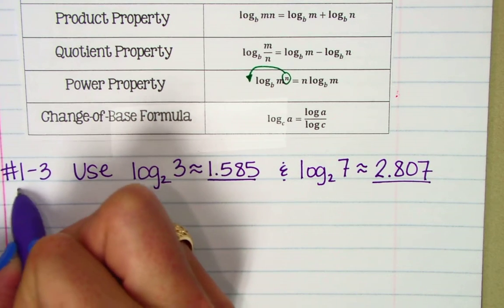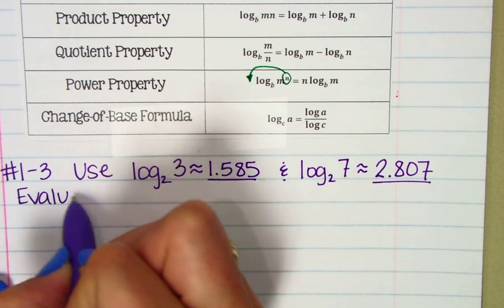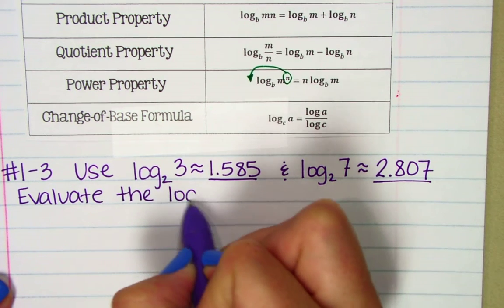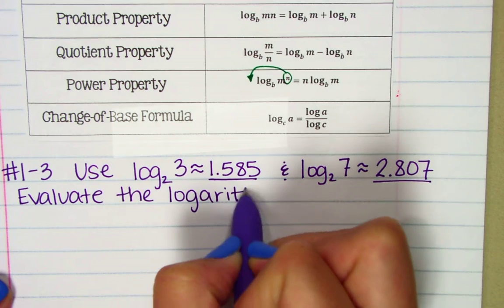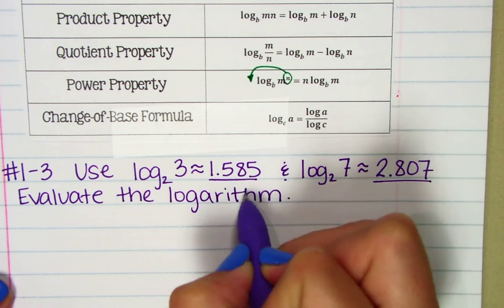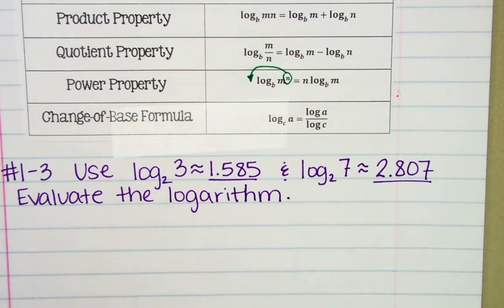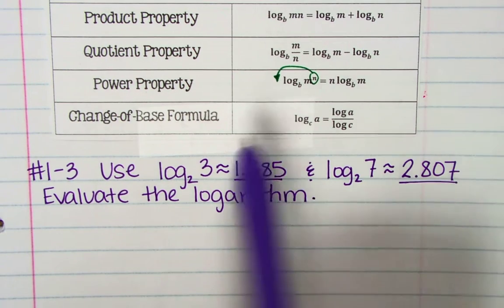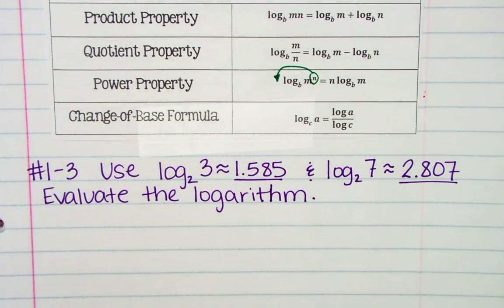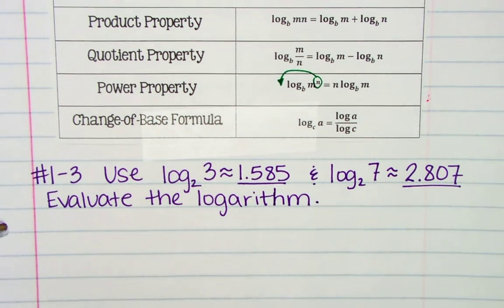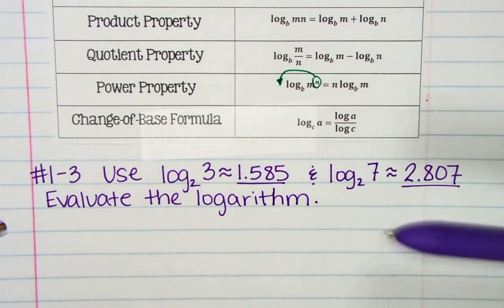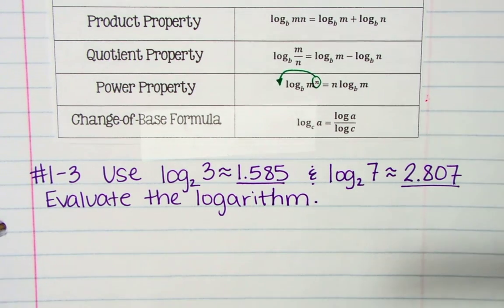Then they say evaluate the logarithm. We're going to use one of these three properties. Again, I already told you we're not going to use the change of base formula today. We'll use it on the next notes. So we're going to use product, quotient, or power on the next three problems. Actually, on all of the problems today.